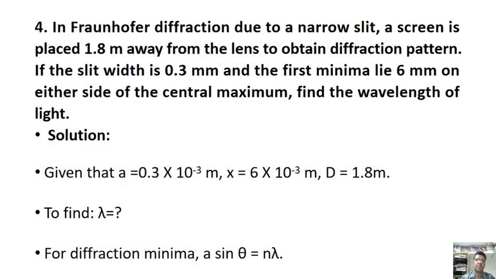Next we come to the fourth one. In Fraunhofer diffraction, due to a narrow slit, a screen is placed 1.8 meter away from the lens to obtain diffraction pattern. If the slit width is 0.3 millimeter and the first minima lie 6 millimeter on either side of the central maxima, find the wavelength of light.